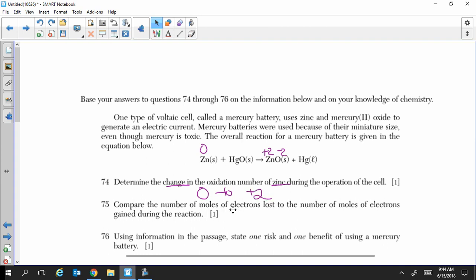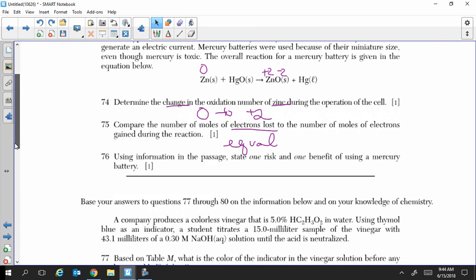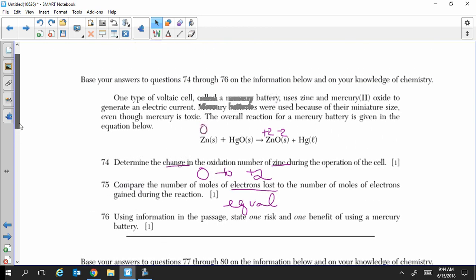All right, compare the number of moles of electrons lost to the number of moles of electrons gained. Oh, it's going to be equal. However many electrons you lose is how many you gain. That's how redox works. Using information in the passage, state one risk and one benefit.